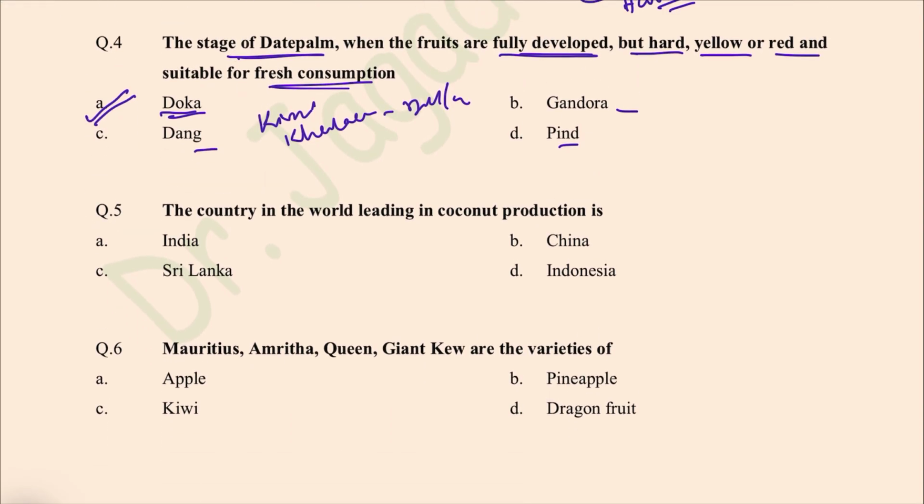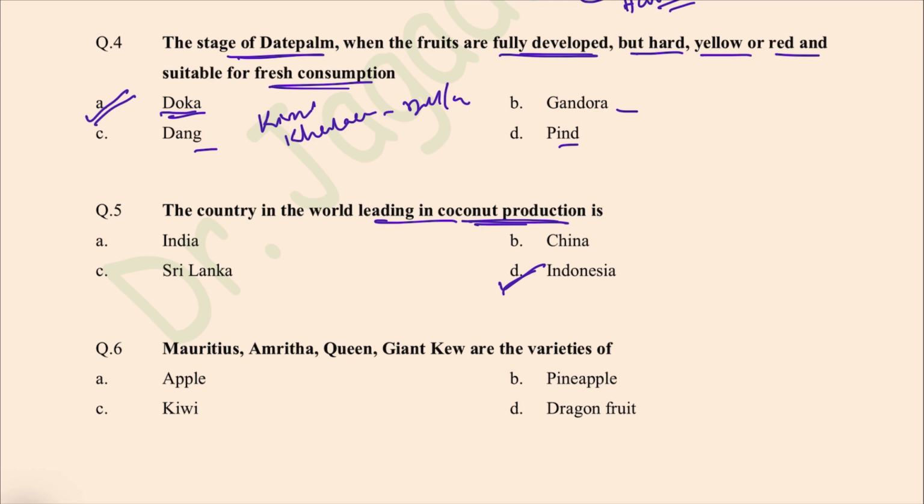The country in the world leading in coconut production. The country in the world leading in coconut production, that is Indonesia. Okay, so the right answer here is Indonesia. If you look at the global production data, it frequently changes, but currently, if you look at the leading country, then it is Indonesia.